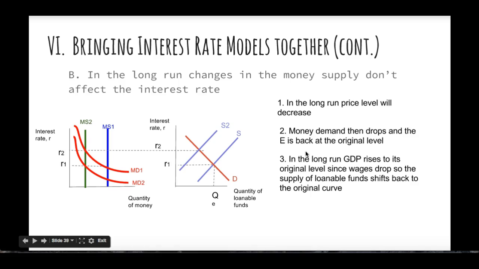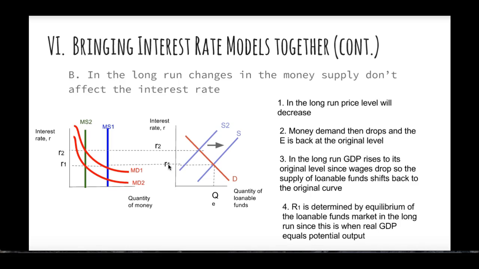In the long run, GDP is going to eventually rise because wages are dropping, things are getting cheaper to produce. As a result, the short-run aggregate supply curve is going to shift back. Since wages are dropping, the supply of loanable funds is going to shift back because all of a sudden people have more money to save. So we're saving more money. We're going to shift the supply curve back from S2 to S1, and we're back at R1 as our interest rate. So R1 is determined by the equilibrium of the loanable funds market in the long run, since this is when real GDP equals potential output.